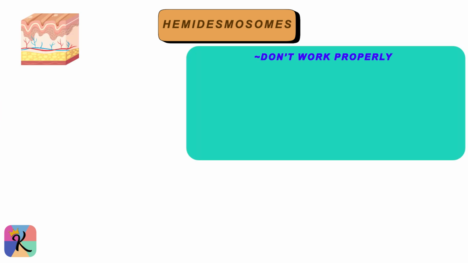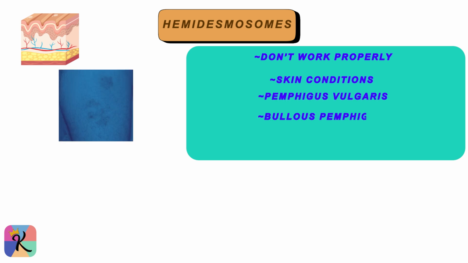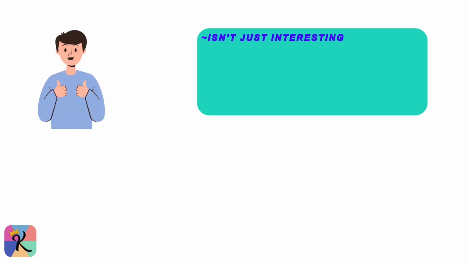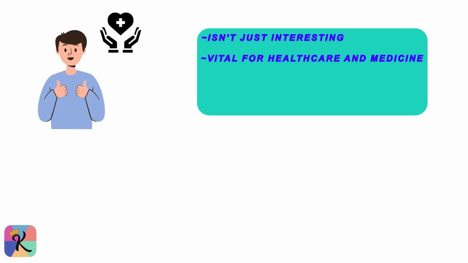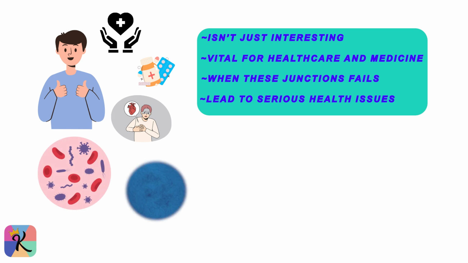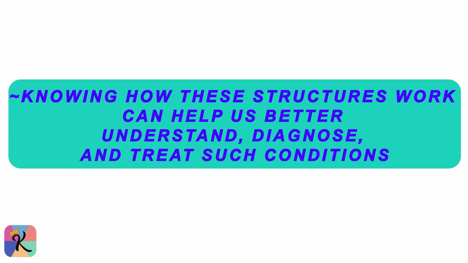When these structures don't work properly, it can lead to certain skin conditions like pemphigus vulgaris or bullous pemphigoid, where the bonds between cells break down, causing painful blisters. Understanding cell junctions isn't just interesting, it's vital for healthcare and medicine. When these junctions fail or are compromised, it can lead to serious health problems. For instance, autoimmune diseases like pemphigus vulgaris target desmosomes, while others like bullous pemphigoid attack hemidesmosomes. Knowing how these structures work can help us better understand, diagnose, and treat such conditions.